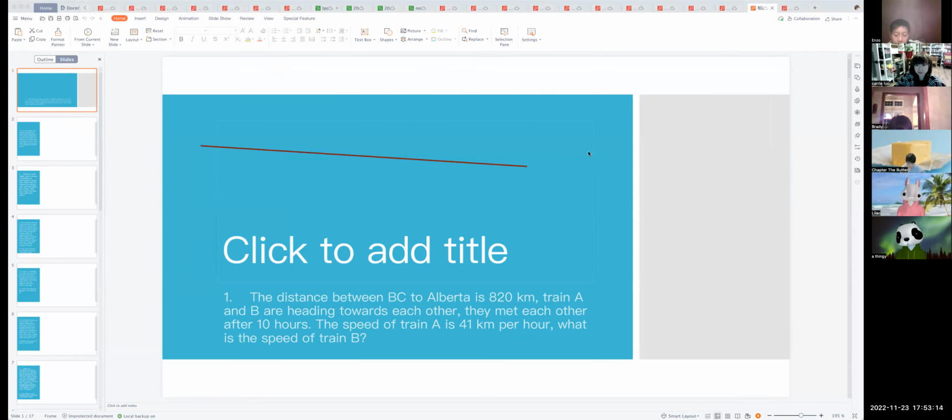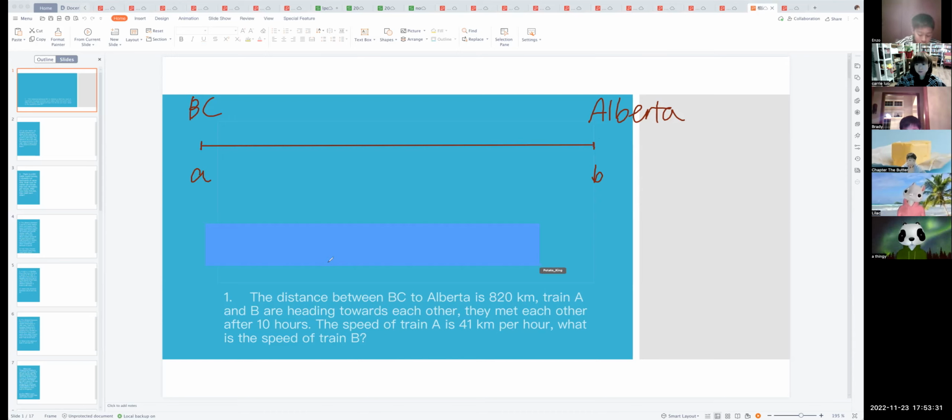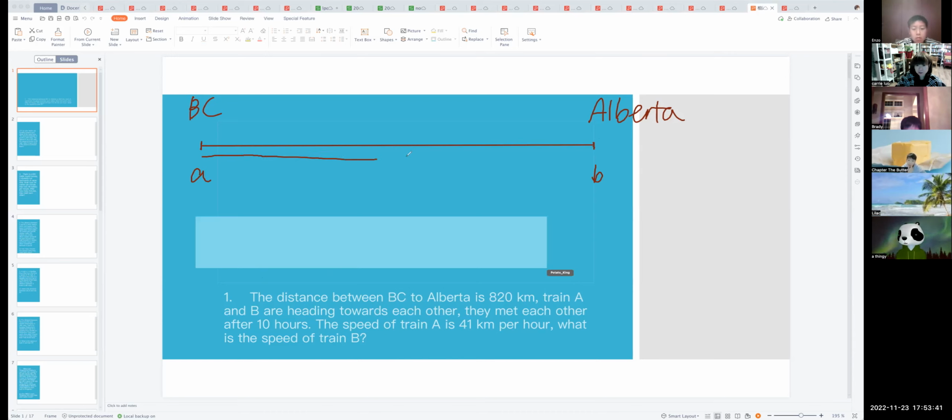Okay, so we have a line here. Here is BC and here is Alberta. There's a train A and there's a train B. Okay, so Potato Candy, that's very bad. So they met each other after 10 hours. So train A takes 10 hours and B also takes 10 hours.